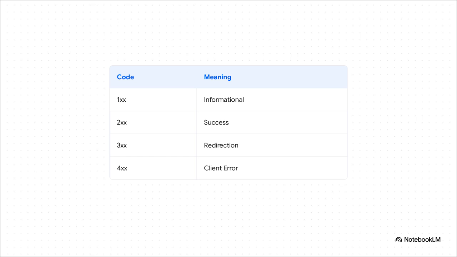Now, I've built this high-yield cheat sheet for you right here. The 100-level codes, those are purely informational. 200-level codes mean success. A 200 OK is the golden standard you always want to see. 300-level codes mean redirection, telling the browser to look somewhere else. And 400-level codes mean the client actually made a mistake, like the infamous 404 not found or a 400 bad request. A really quick rule of thumb for you: 200s mean I got you, and 400s mean you messed up.